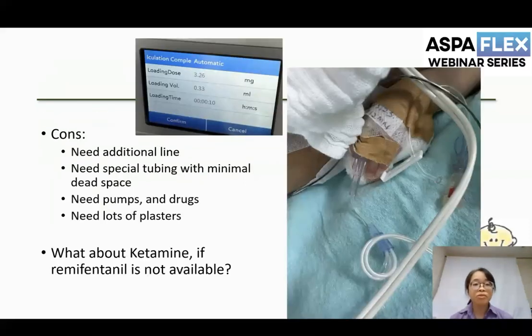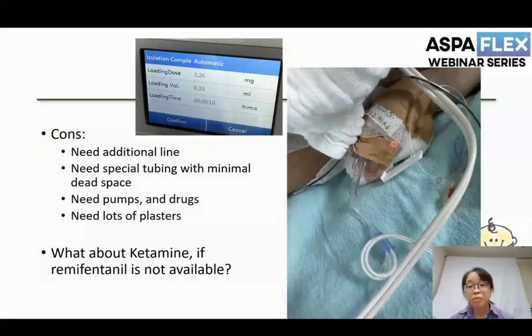Of course, the downside is you need an additional line, and sometimes we encounter tricky situations where setting up an additional line is really, really difficult in the tiny ones. Then we will probably move away from TIVA. You also need special tubing like this with minimal dead space. We usually use this T-connector in almost all our pediatric patients.